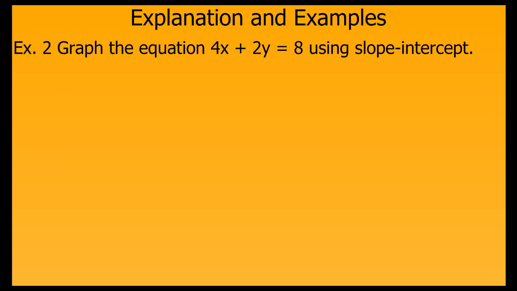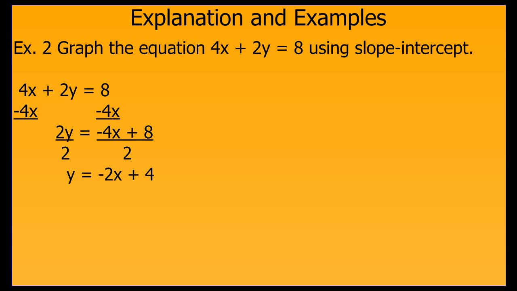Let's try another equation. This time our equation is not written in slope-intercept form, so we need to solve for y first to get it that way. We solve for y just like we've done previously. Now that we solve for y, we can think about finding our slope and y-intercept. Recall that once it's in slope-intercept form, the coefficient of x is our slope, and the constant that's added is our y-intercept. So our slope is negative 2, and our y-intercept is the point (0, 4).